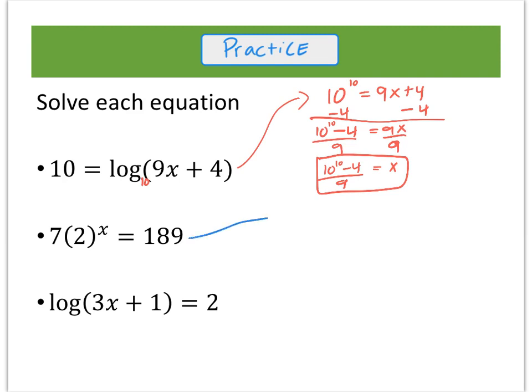All right, the second one, it's an exponent. I need to divide by 7 because I have that number in front, so divide by 7 first. So we're going to get 2 to the power of x equals 189 divided by 7 is 27. Oop, this made it really nice. 2 to the power of something is 27, so what power of 2, or log base 2 of 27 equals x? And now we can put that into a calculator. And looks like x has to be 4.7549.